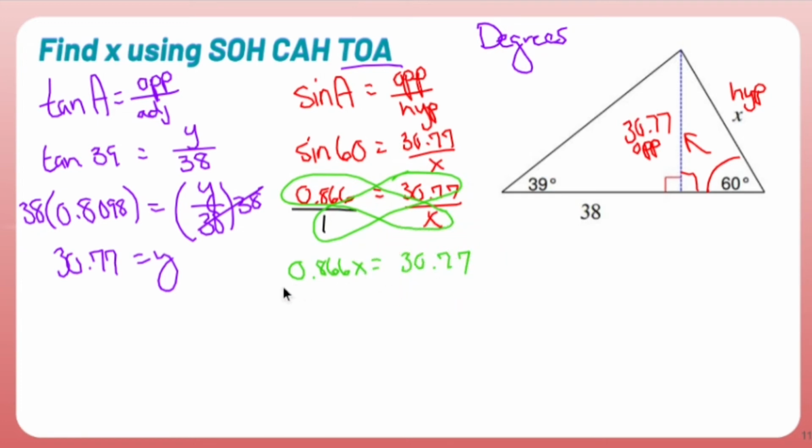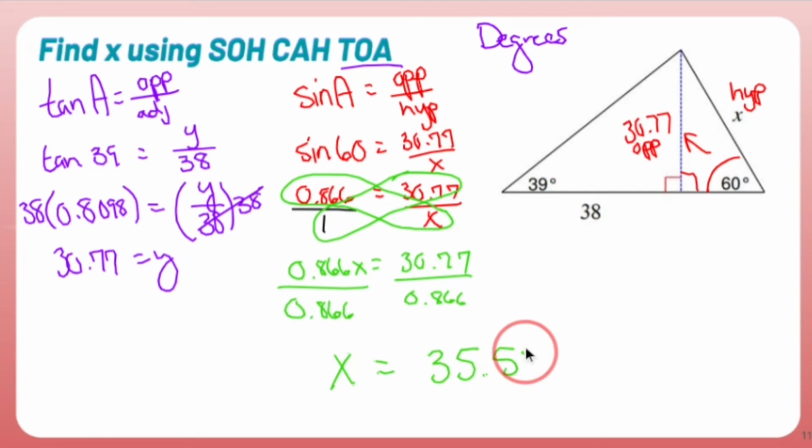In order to get x all by itself, we divide everything by 0.866. And let me just do this off the top of my head. Just kidding. I'm typing it into my calculator. 30.77 divided by 0.866, and I get 35.5311. So we will say x is 35.53 because it's 1, 1, and I'm not going to worry about those ones.